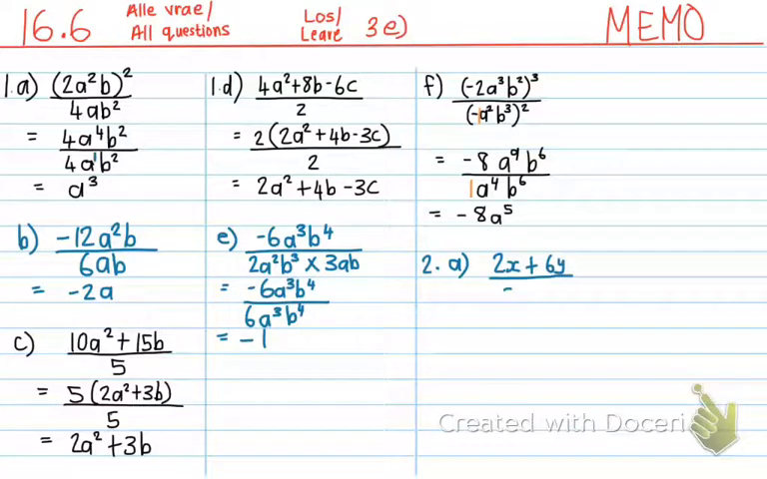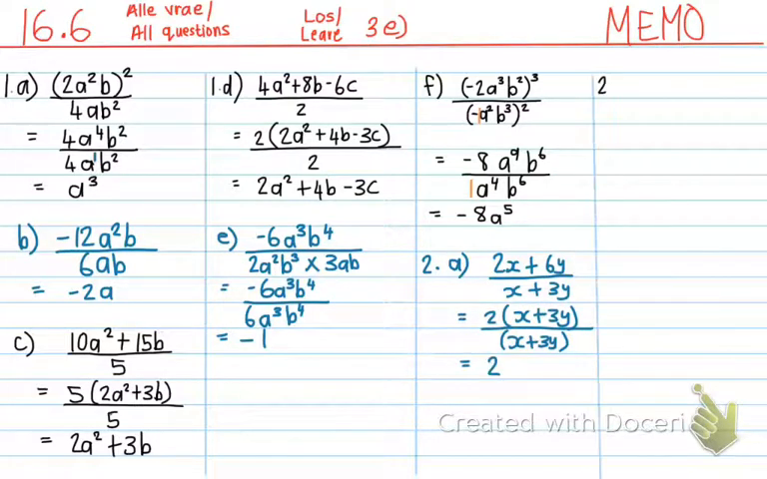Number 2a. 2x plus 6y over x plus 3y, sorry. Now I'm going to take the top part and the bottom part separately and factorize them, because I cannot just cancel out when there's plus and minus. So there are two pluses, so I'm going to just factorize first. Take out a common factor, 2, then it's x plus 3y over x plus 3y. I put that in brackets so that I can see a whole bracket can cancel out with another bracket. So the answer will be 2.